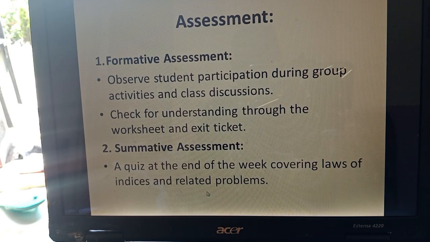So observe student participation during group activities and class discussions. Check for understanding through the worksheet and exit ticket. Then in summary, you are going to give a quiz at the end of the week covering the laws of indices and related problems.